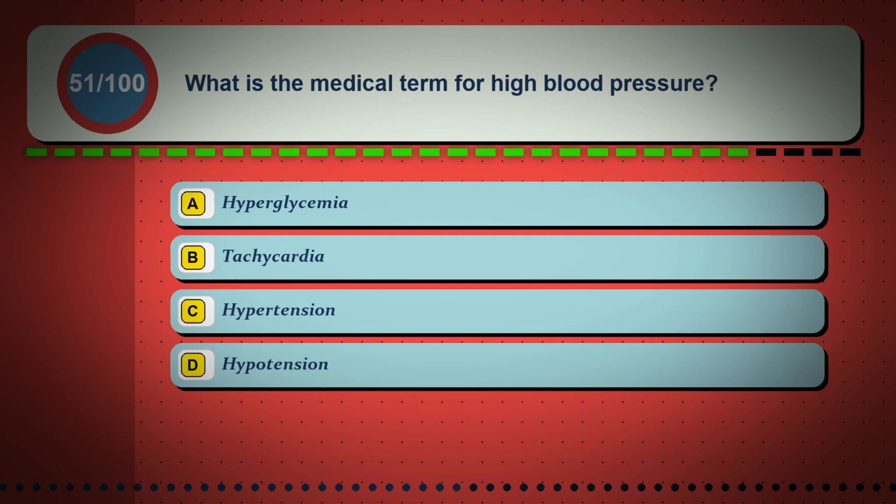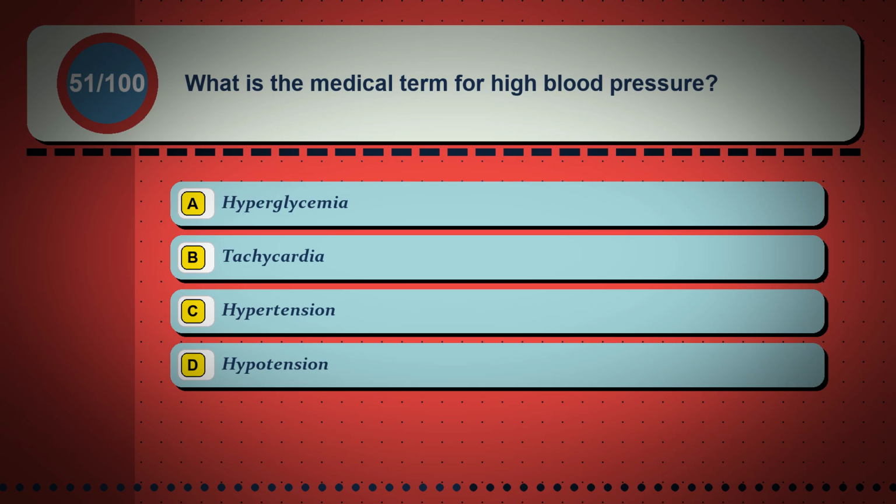Question 51. What is the medical term for high blood pressure? Option A, hyperglycemia. Option B, tachycardia. Option C, hypertension. Option D, hypotension.